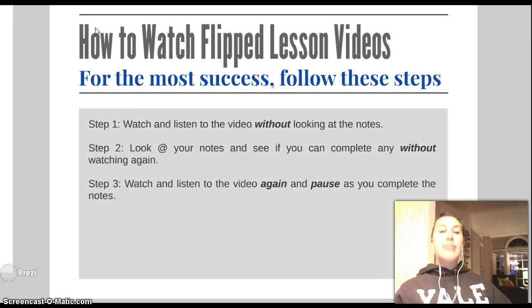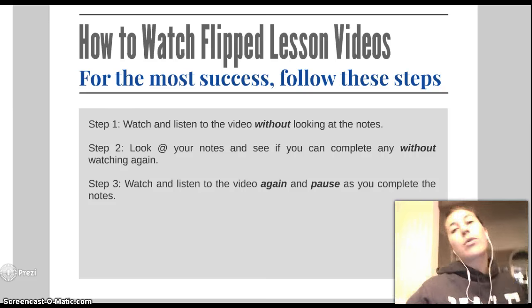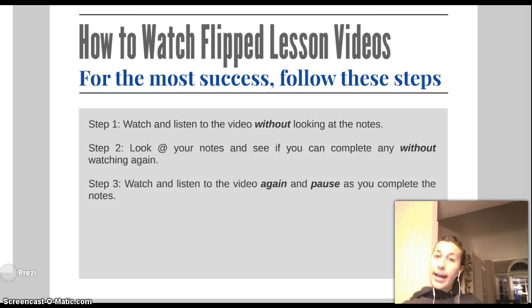For the most success, follow these steps. Step 1, watch and listen to the video without looking at your notes. Turn over your paper, put your pencil down. Just watch and listen first. Step 2, look at your notes now, flip it over, and see if you can complete any of these sentences or fill in any of the notes without watching again.